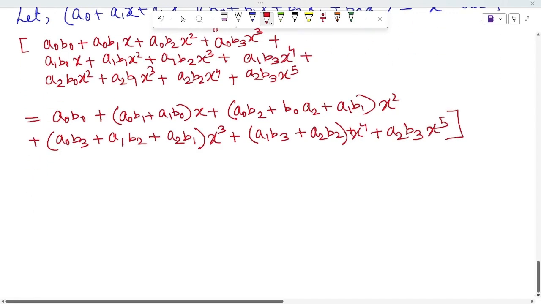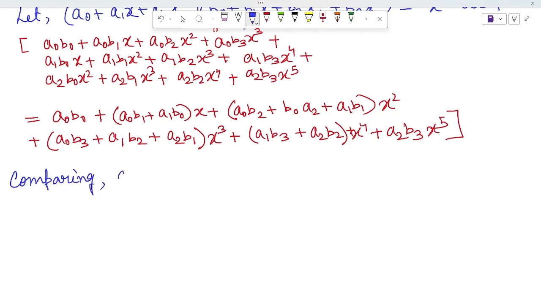So from there I can compare, and comparing I can get a0 b0 is minus 1. So I'm coming from backwards. What is this?